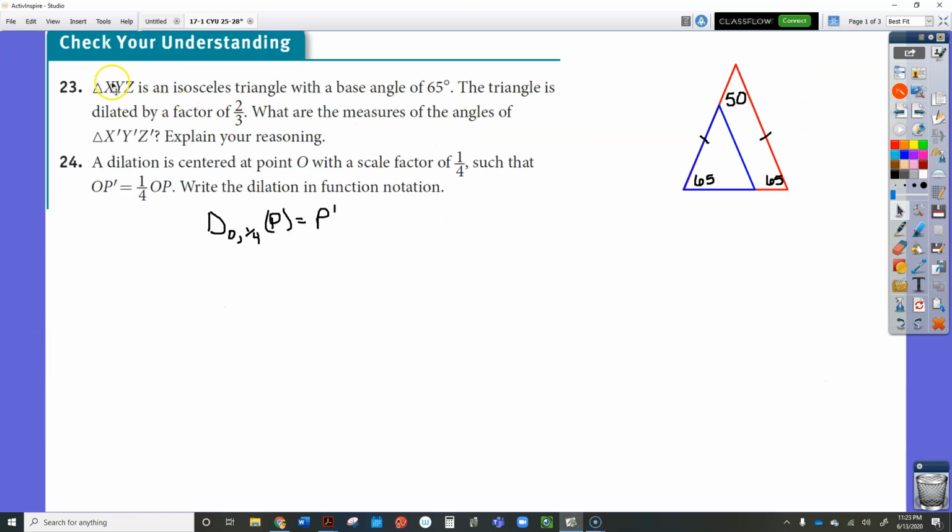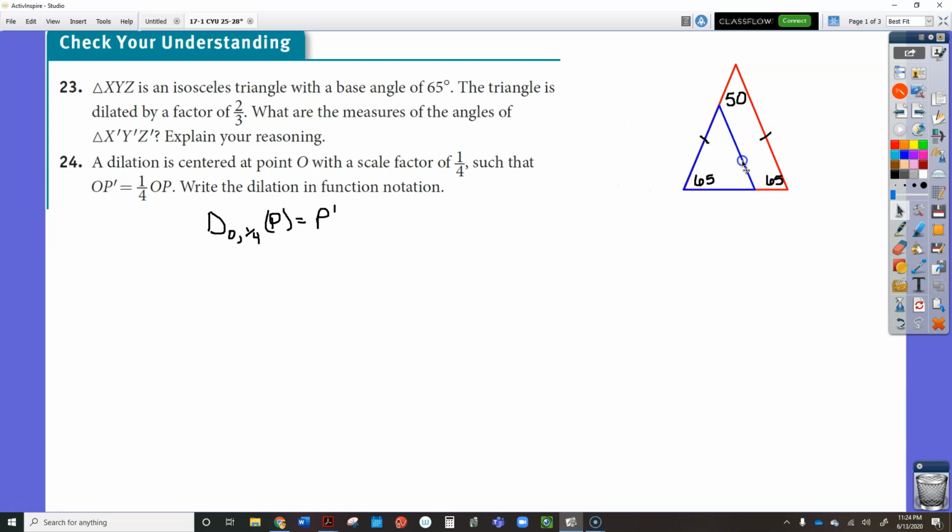All right. The check your understanding answer is, if we just start off with this regular isosceles triangle, if one base angle is 65, the other base angle is 65. Add the two 65s together and subtract it from 180, you get 50. Now, they did not tell us where the center of dilation is. Since they did not tell us where the center of dilation is, it doesn't matter. We can make it be whatever we want.